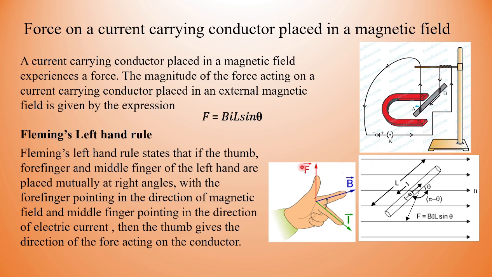So using Fleming's left hand rule, we can easily find out the direction in which the current carrying conductor moves, or the direction in which the force acts on the current carrying conductor. So that is Fleming's left hand rule. We remember that the force acting on the current carrying conductor is perpendicular to both the direction of the magnetic field and the direction of the current.